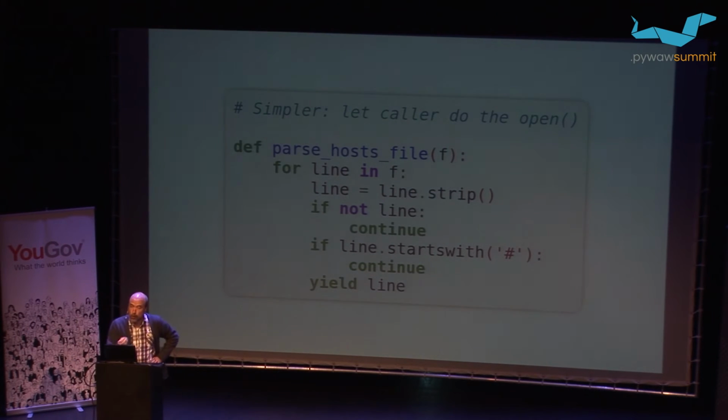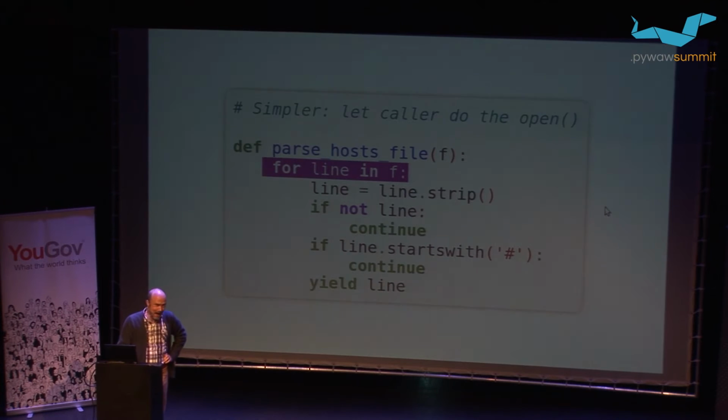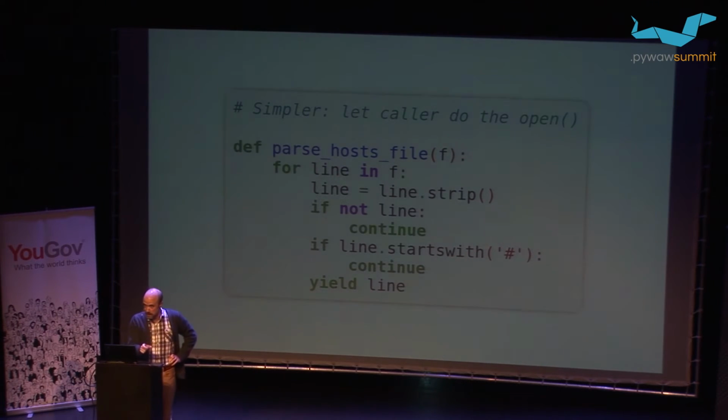When I get to this point, I only recently have started noticing that the routine is very oddly named. I'm calling this F as though it's a file, and I in fact have parse hosts file here in the name, despite the fact that I do no actual file operations on this object. What's the only thing that this object has to be? Iterable. It just has to be something that gives you lines if you do a for loop over it.